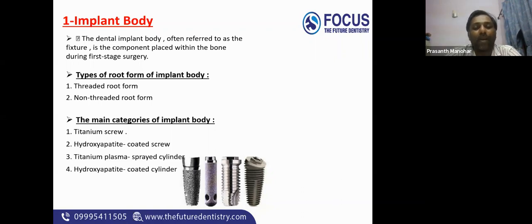Then there is the hydroxyapatite coated cylinder type. Understood? Hydroxyapatite coated screw type will be there, and hydroxyapatite coated cylinder will be there, non-threaded as well as threaded. Clear? So basically the main portion of the implant is the implant body, which is placed within the bone during the surgery. Clear?